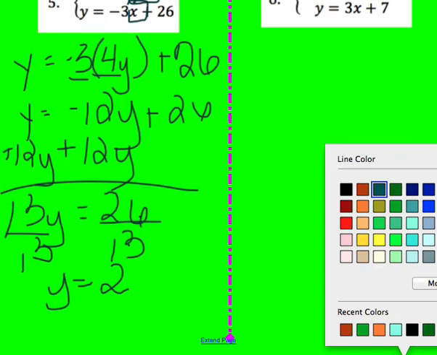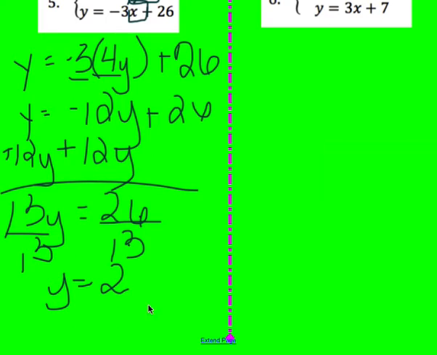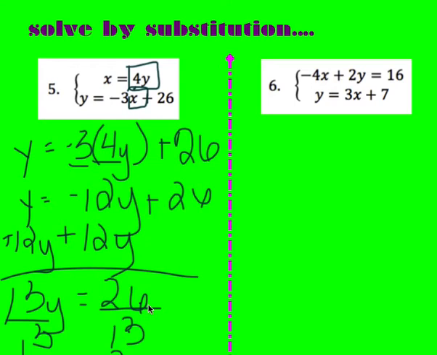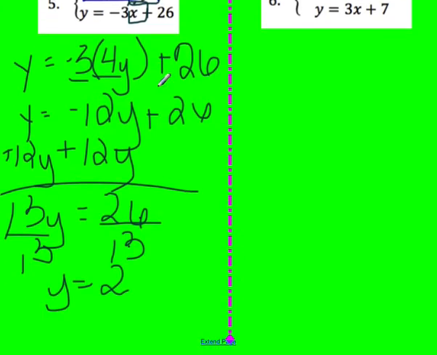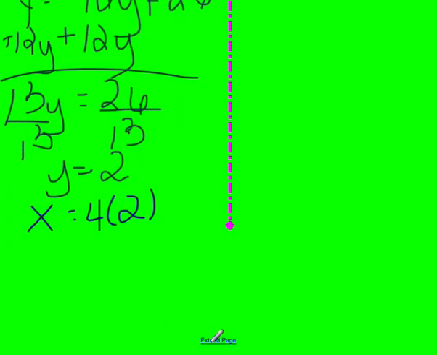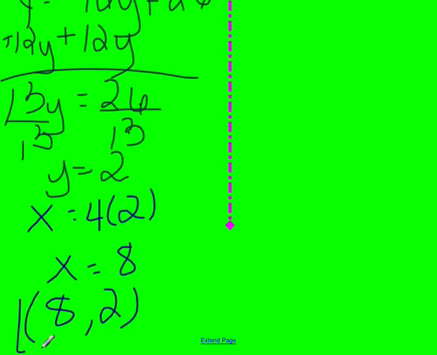So now I know exactly what y is equal to. So I can go back up to this original problem, and I'm going to take this first one. You could use the second one if you want to. It doesn't matter which equation you plug it back into. I'm going to use the first one. So I'm going to write it out exactly as is, but wherever I see a y, I'm going to substitute in a 2. So then I have x is equal to 4 times 2. So x is equal to 8. So now I'm going to write this out as a coordinate point, x and then y. So right there is my final solution.